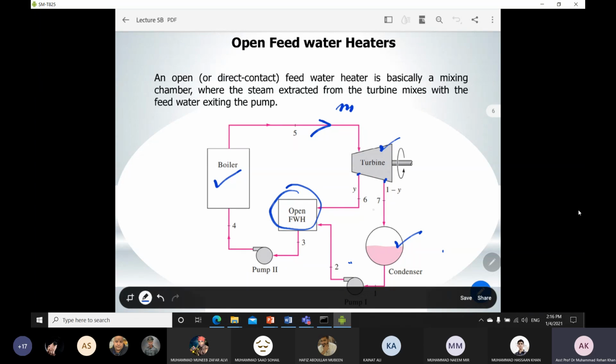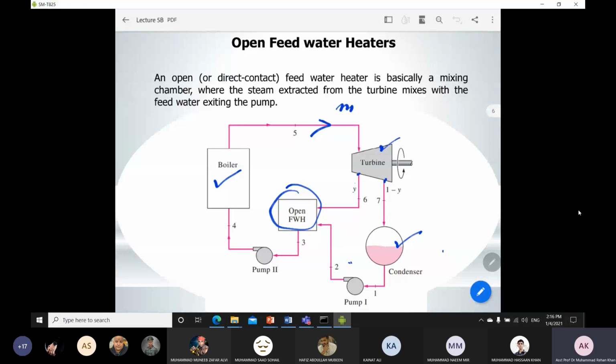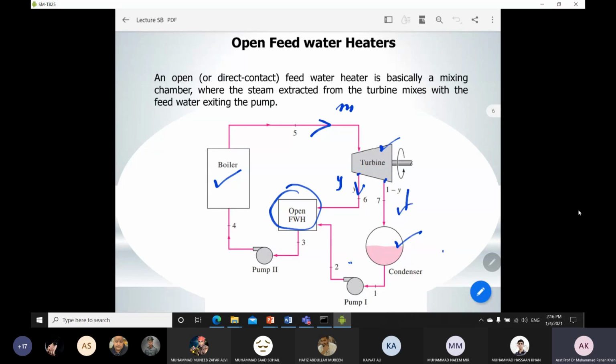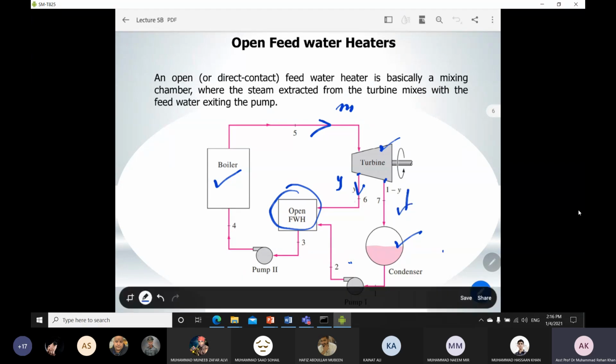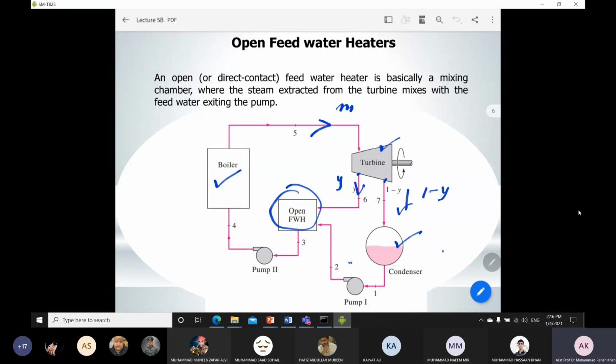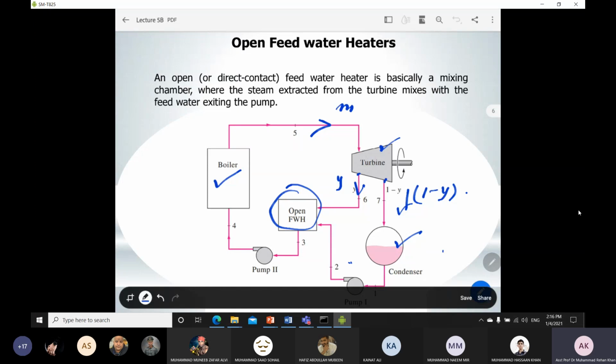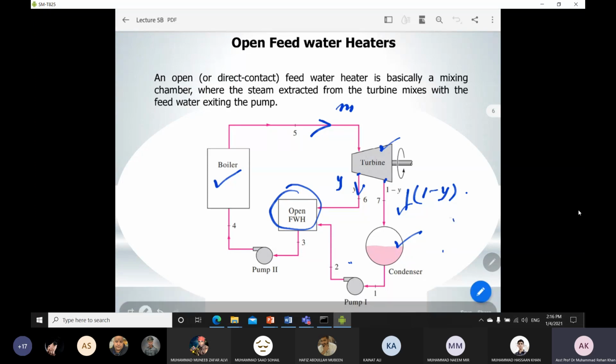So we have to extract some portion of the steam which is expanded in your turbine section. For example, we just call it Y. So the Y portion of the steam we extracted from the turbine, and this Y fraction is called the bleeded steam. Then the remaining portion, if Y is going out, comes to be 1 minus Y. So the rest of the steam will go towards your condenser part. So this is your mass flow.